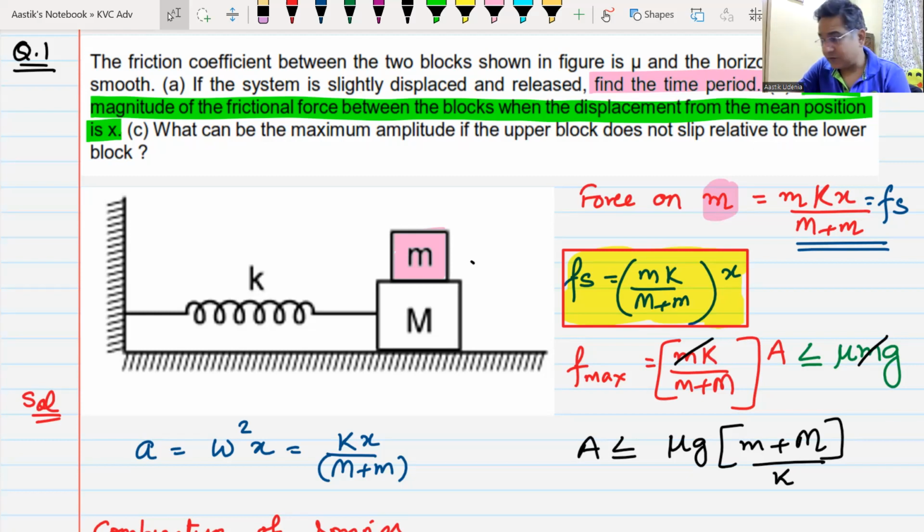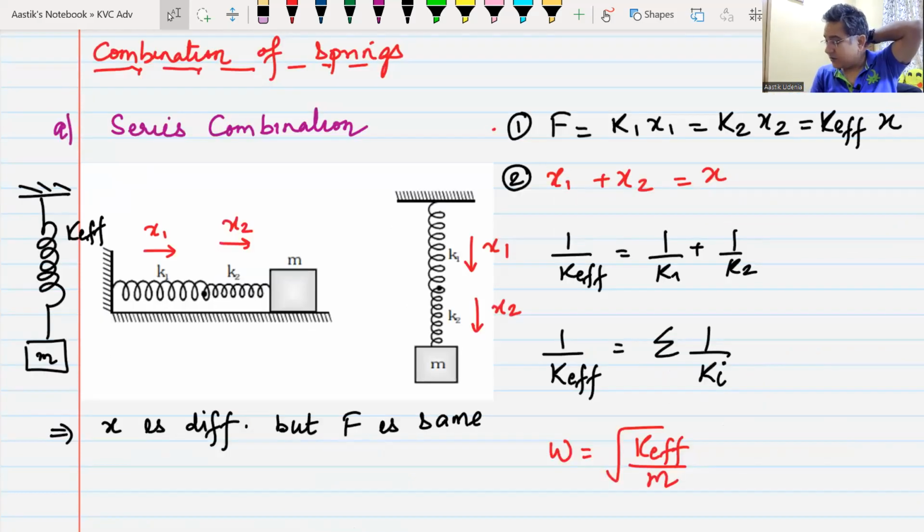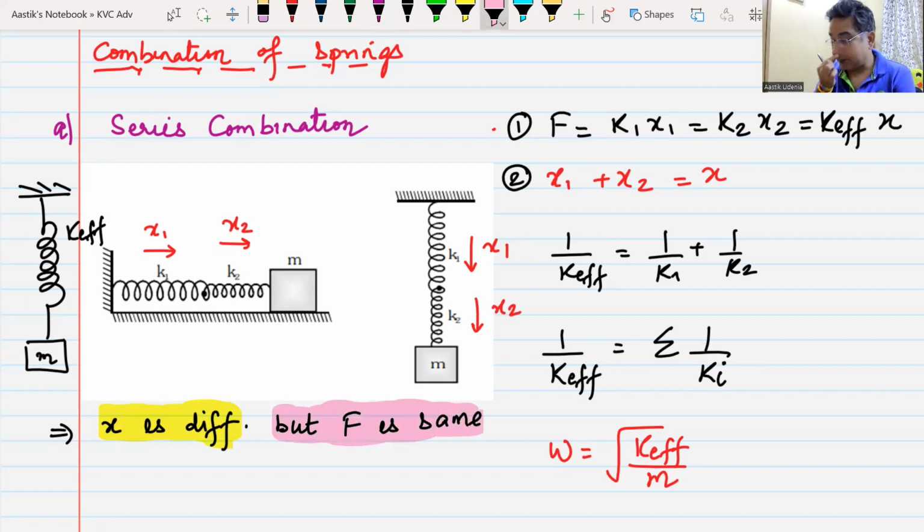The last thing that we had done was look at the combination of springs. So let us quickly go through this combination. The first combination of springs is known as the series combination. In series combination, the first thing you should always remember is that the extensions or compressions in the springs are different, but the force which acts on all the springs, because springs are massless, is the same. Do we understand this? Yes or no?